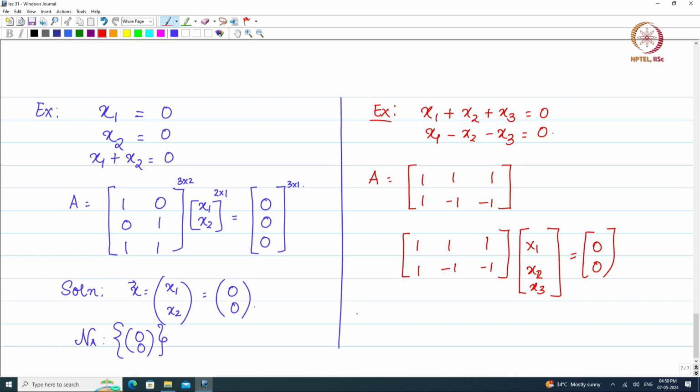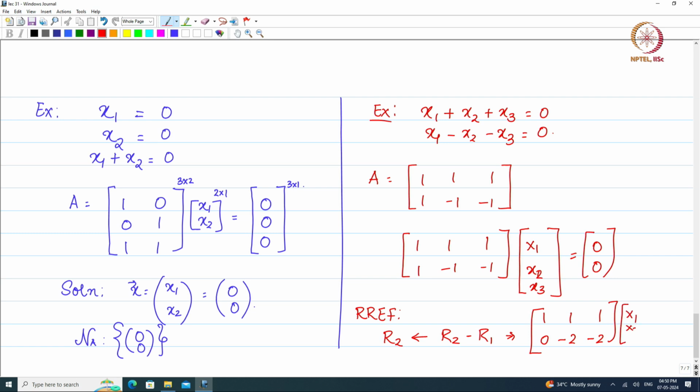Now, if I try to do the RREF for this, I can take R2 equal to R2 minus R1. So, I get (1 1 1; 0 -2 -2).